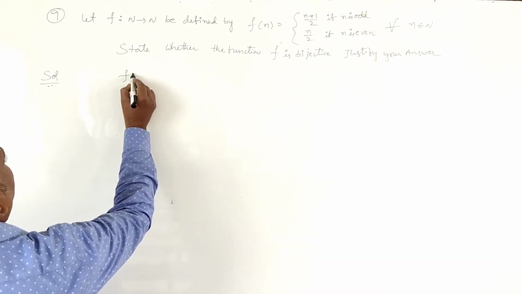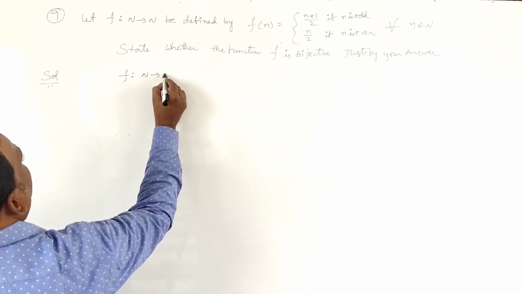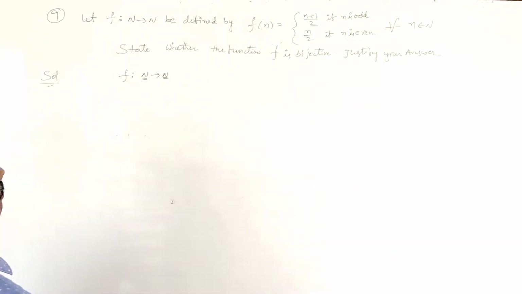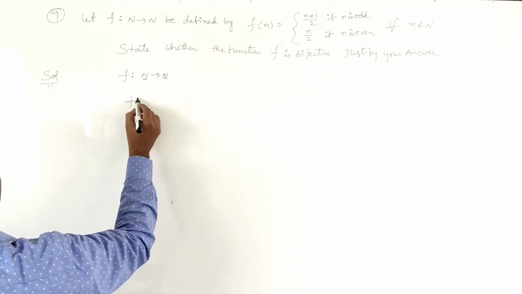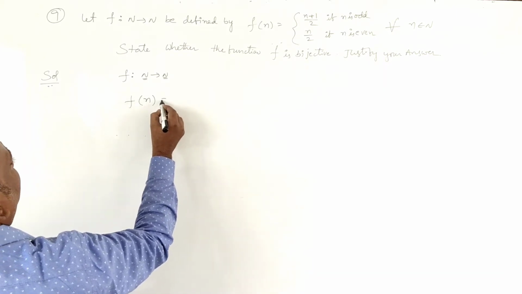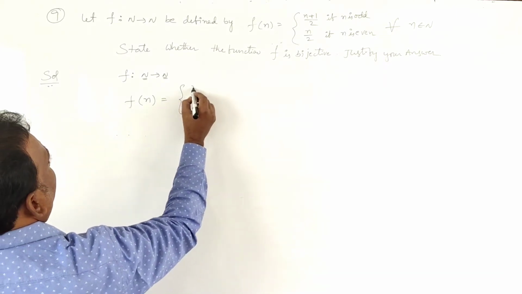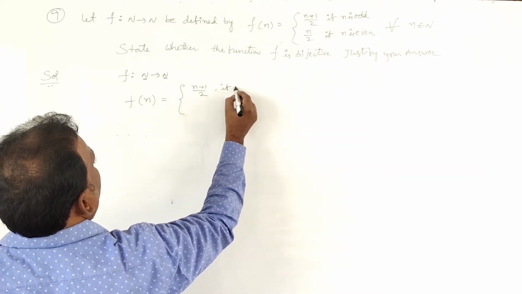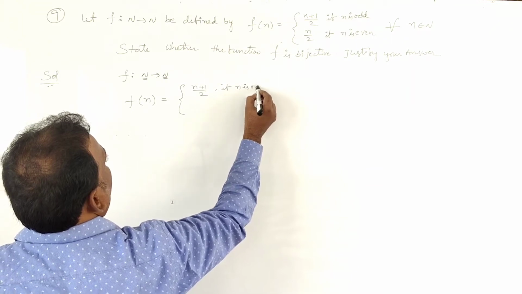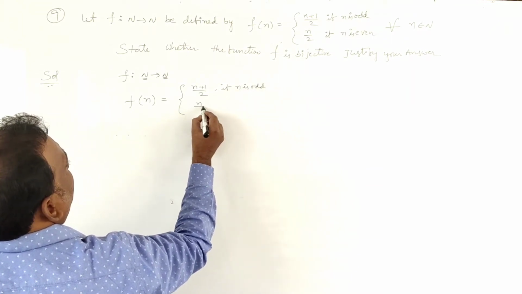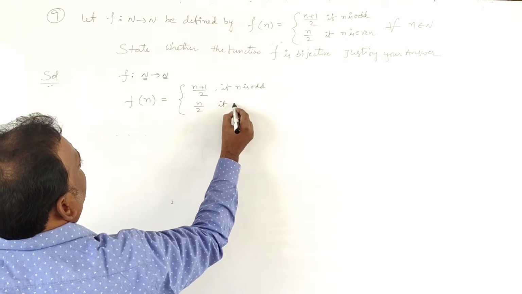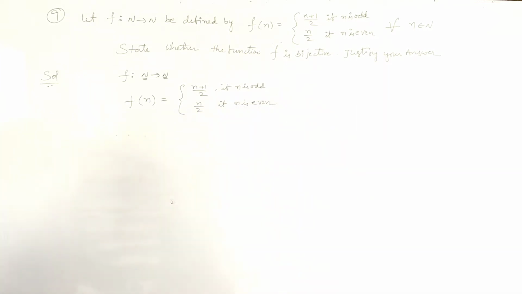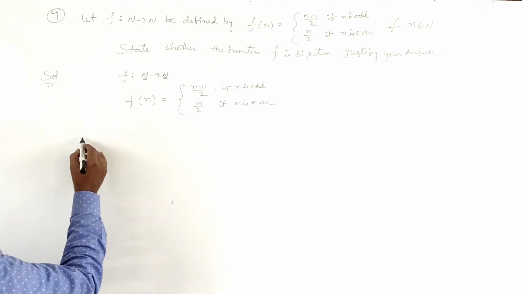So f is a function mapping from N to N. N to N means the domain is natural numbers and the codomain is also natural numbers. Also given is one function rule: f of n is equal to (n plus 1) by 2 if n is odd, n by 2 if n is even. This is the condition. Now we are going to check whether it is one-one.